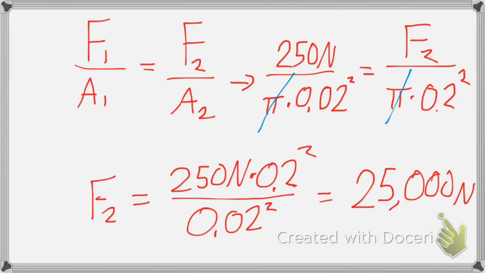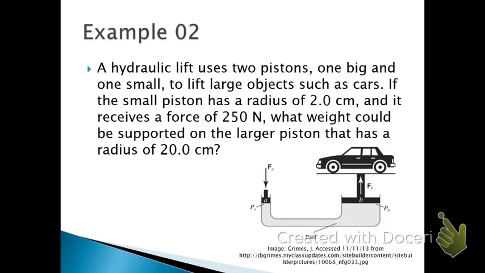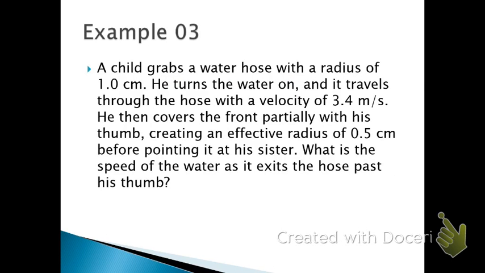Well, that's Pascal's principle. Let's look at one more example, and it's going to use the continuity equation. So let's say a child grabs a water hose. It has a radius of 1 centimeter. He turns the water on, and it travels through the hose with a velocity of 3.4 meters per second. Then he covers the opening a little bit with his thumb, and it creates an effective radius for the water to travel through of just 0.5 centimeters. So he's covering half of it. And then he points it at his sister. So what is the speed of the water as it exits the hose past his thumb?